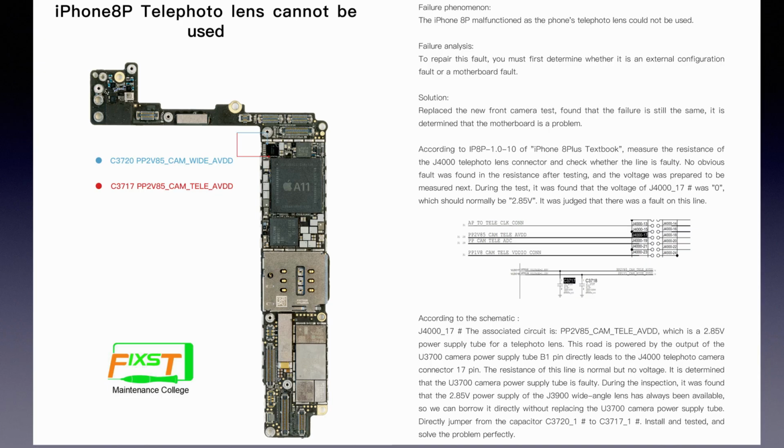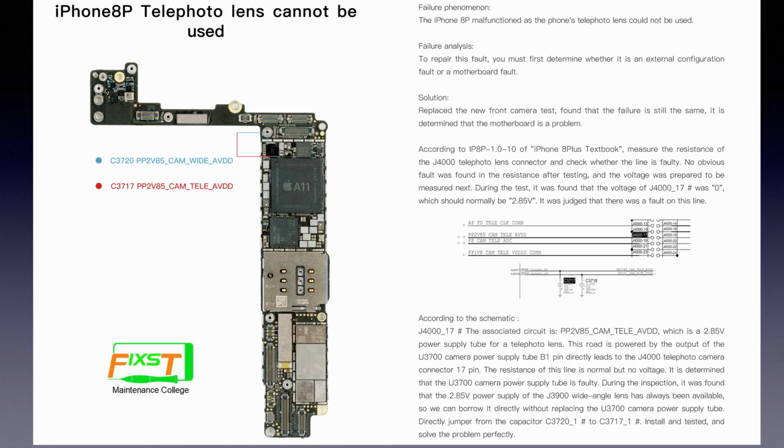So first, we need to test the resistance of the J4000, the telephoto lens camera connector, and check whether this line has some problem or not. After we test, the resistance is all normal, so we need to test the voltage. When we test the voltage, we find that the voltage of the J4000 connector, pin 17, was 0, which normally should be 2.85 volts. It's determined that this line has some problem.